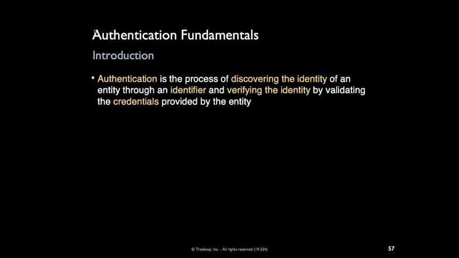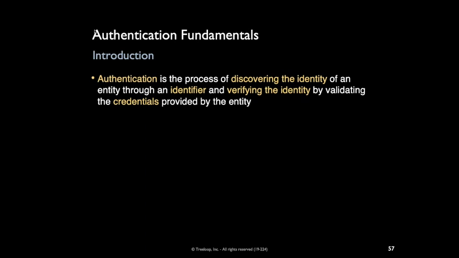So first of all, when we talk about authentication, this is the process of figuring out who the user is, okay? Discovering the identity of an entity through an identifier. In other words, the client is submitting some sort of identifier, which is a claim of who they claim to be, right? And then verifying the identity, so we can now trust or believe the information contained in that identifier, by validating the credentials provided by the entity. So we have the identity and credentials. This is who I'm claiming to be, and you can believe that because here's some sort of credential that you can validate or verify, right?